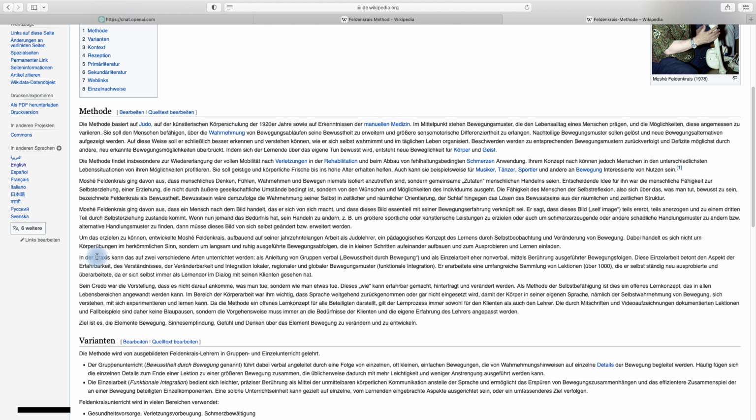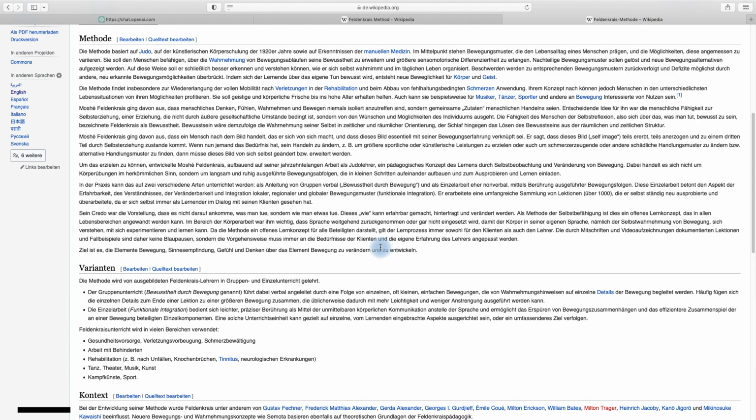And the article also mentions the group lessons, the awareness through movement. They're called Bewusstheit durch Bewegung in German. And also the individual sessions. But again, the description that ChatGPT provides is a lot clearer, and we actually get a bit more information.